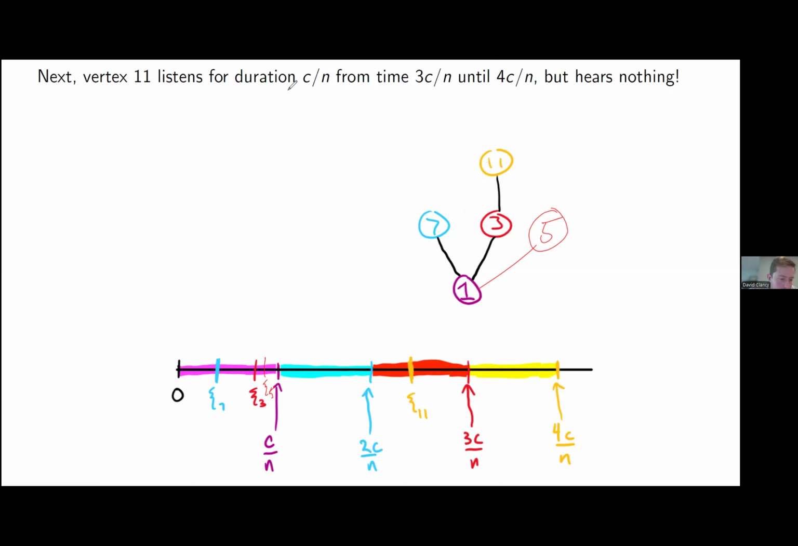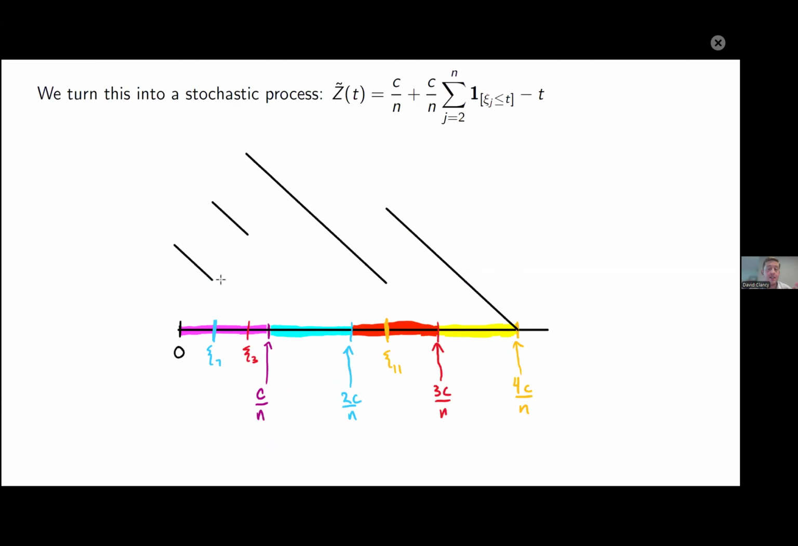I want to remove my annotations. All right. Cool. So what's the process that we're going to use?